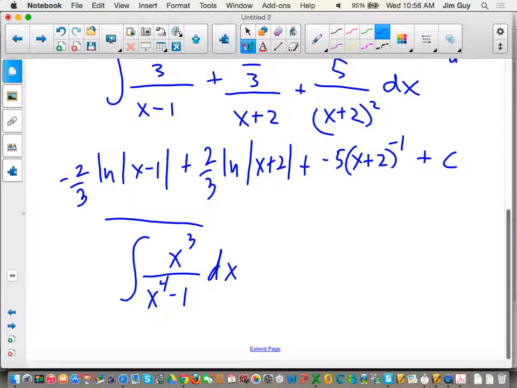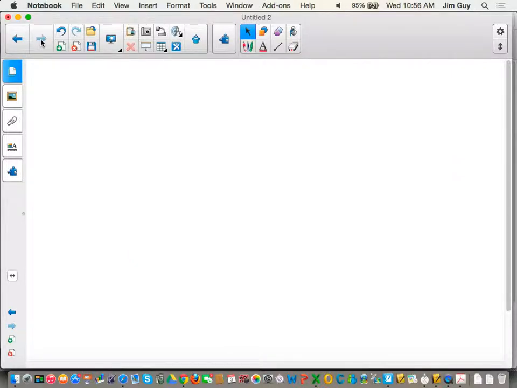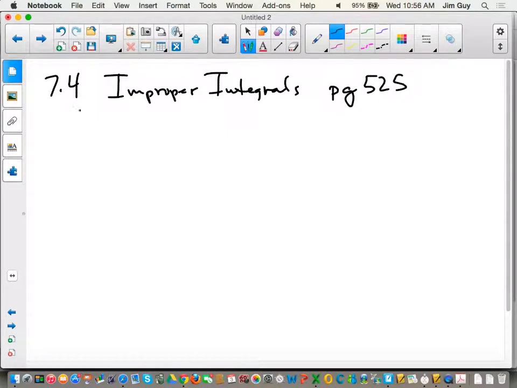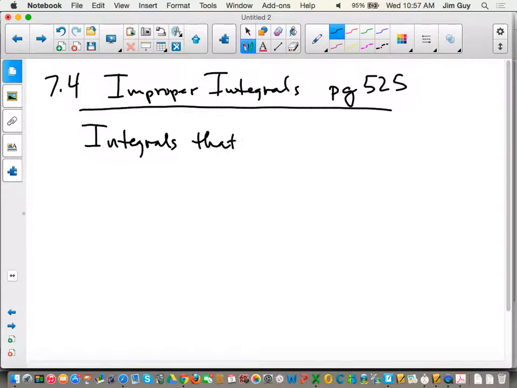Okay, so partial fractions, not too bad, especially with a heavy sign with it. Then we move on to the last section of this chapter, and that's 7.4, and it's entitled Improper Integrals. This is page 525. Kind of a strange name, improper integrals, like there's something wrong with them, or they're not very nice or something. But really, it's just about integrals that involve infinity.